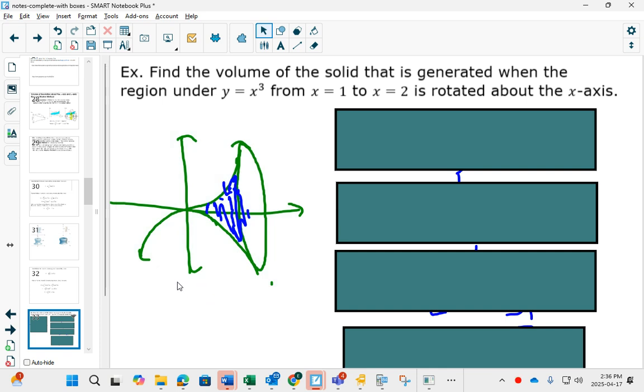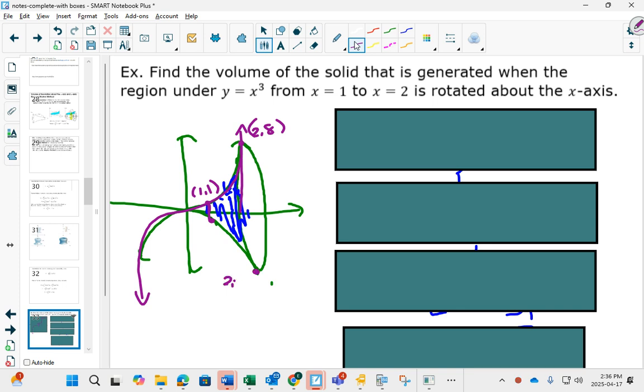Here's the picture. This, in purple, is my x cubed graph, right? I'm taking the part from 1 to 2. So that would go up to 1, 1, and all the way up here to 2, 8. And if I rotated that around, it would go down to 1, -1, and here would make a perfect circle. And it would rotate down to 2, -8.